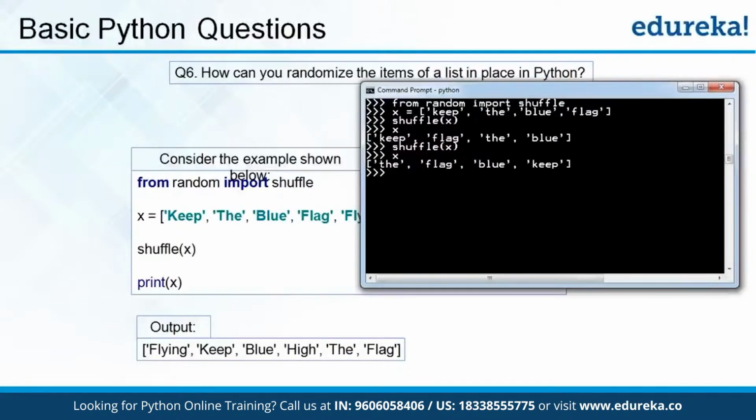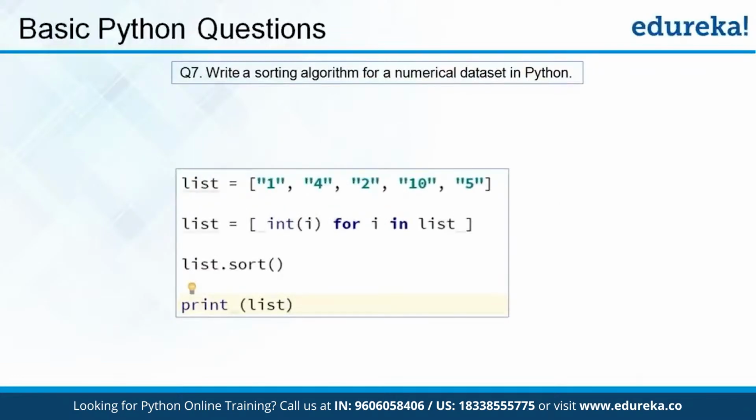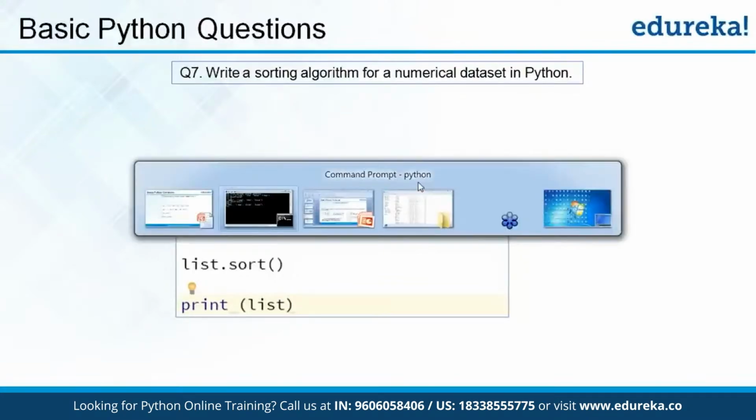Are you all clear? All right, super. Now write a sorting algorithm for a numerical data set in Python. Maybe the question is not totally clear, but what we are trying to say is write a sort for a data set which is strings, basically integer strings. So 1, 4, 2, 10, 5 is a list of strings which are all actually integers. So how do you do that?